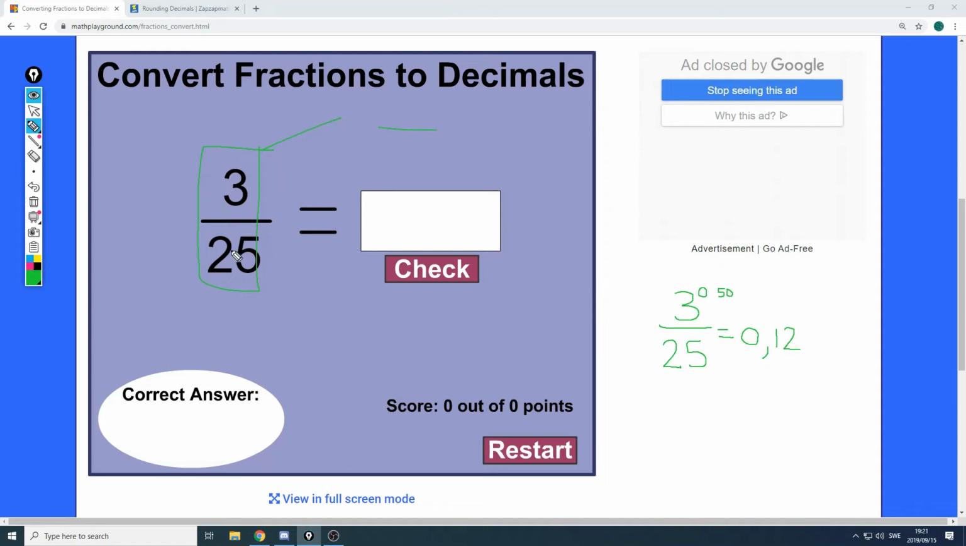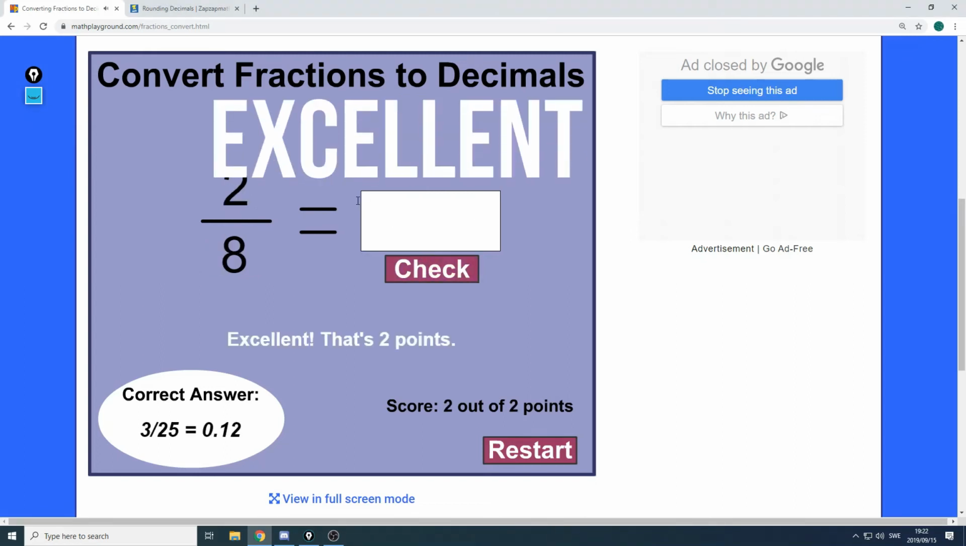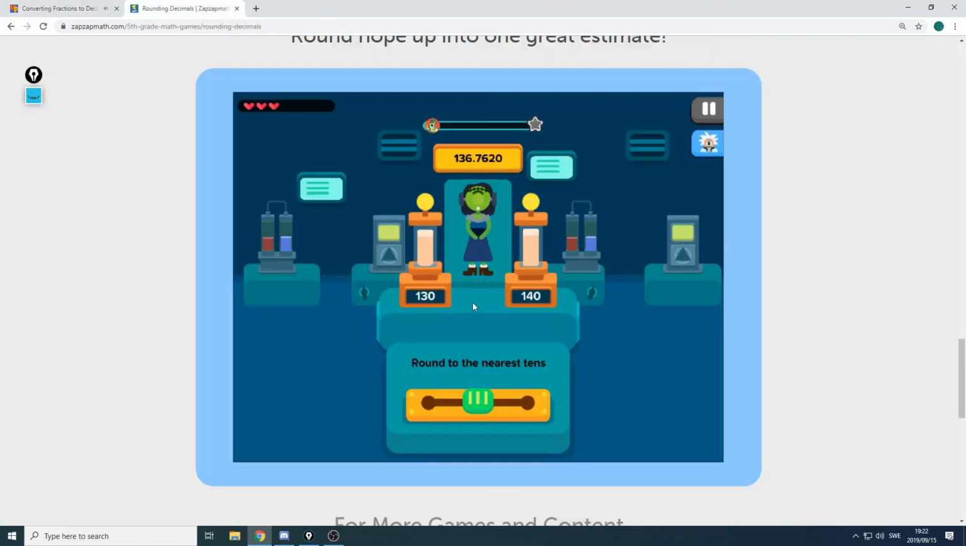Let's see if I get the same thing here. If I had to make this as something over 100, I would times it by 4. 3 times 4 is also going to give me 12. Okay, so this did wind up working. 0.12. Yeah, excellent.